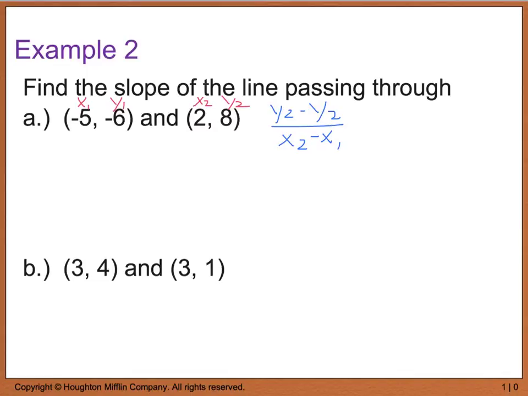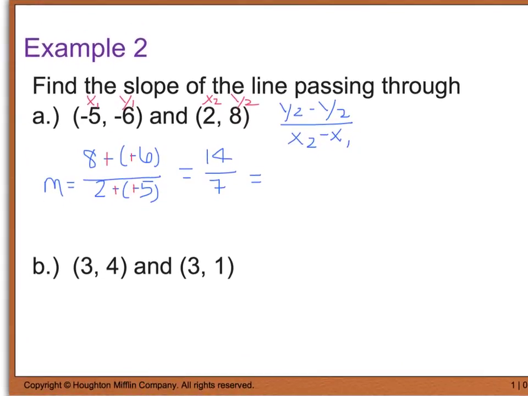So now I'm going to go ahead and just plug into my formula, and we have 8 minus a negative 6, and this is all for slope, divided by 2 minus a negative 5. When we simplify that, my negative negatives are going to become positive. And 8 plus 6 then is 14. 2 plus 5 is 7. And if we reduce the fraction, we see that we end up with a slope of 2.